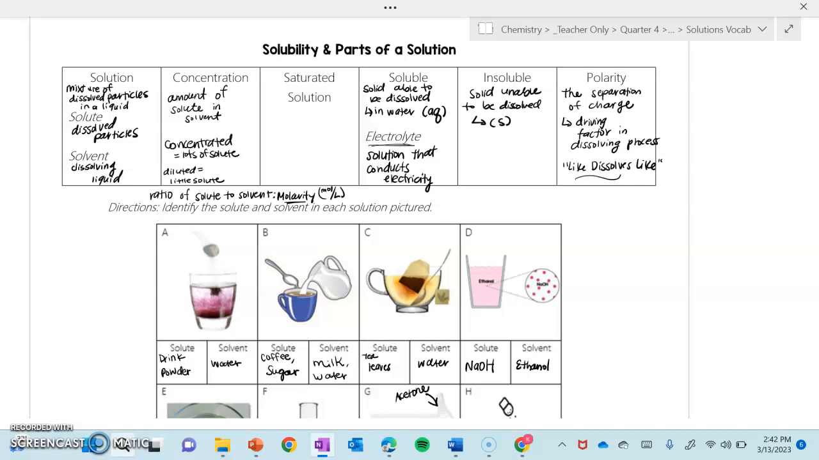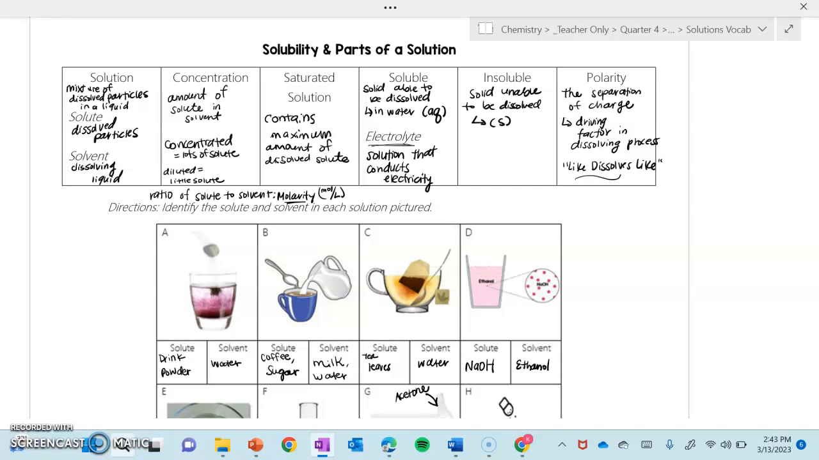If it is a saturated solution, that means our solution contains the maximum amount of solute for its amount of solvent. If more particles could be dissolved in the solution, then it's unsaturated.